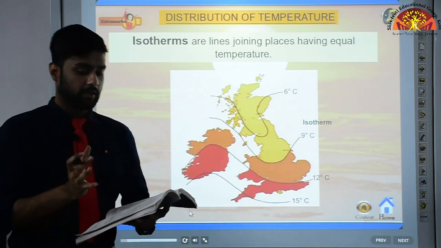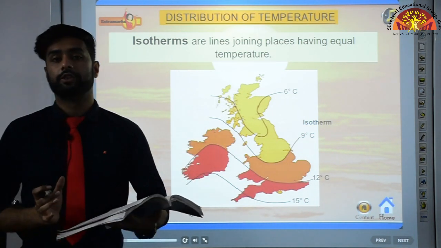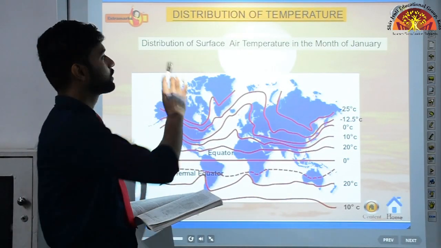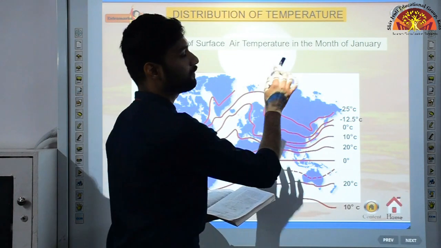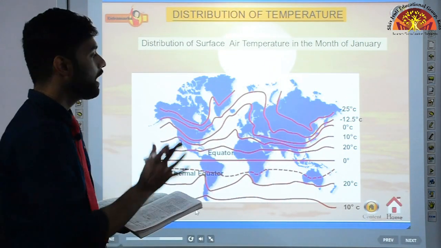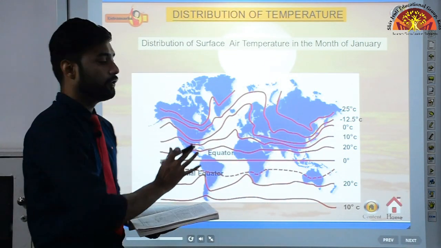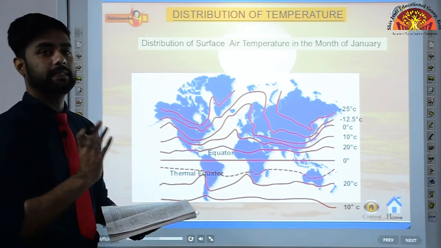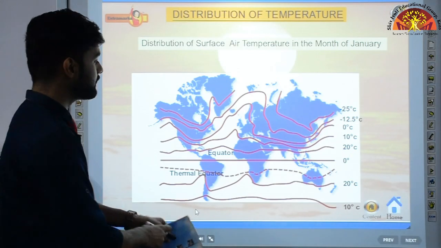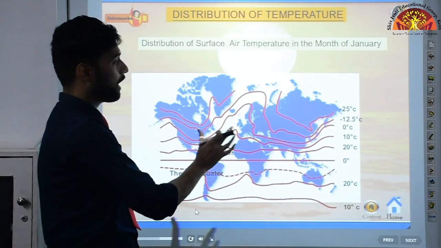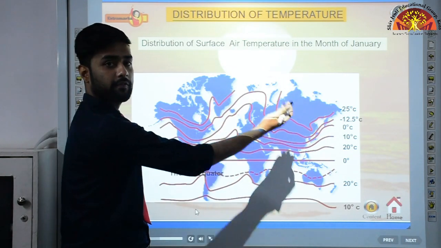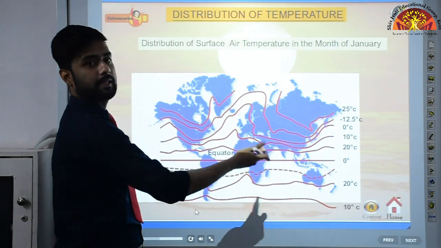Okay. Now let us have a look at the map of January. Now students, see here, this is the map of distribution of surface air temperature in the month of January. That means in the month of January, how the temperature will be distributed. You can see there are a lot of lines which are drawn on this map. What are these lines? We know that these lines are called the isotherms. Now here is our equator. See, now in the month of January, what will happen? The northern hemisphere will be tilted away from the sun and the southern hemisphere will be tilted towards the sun.